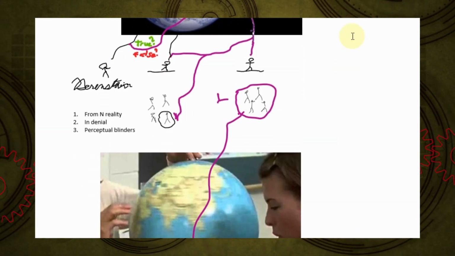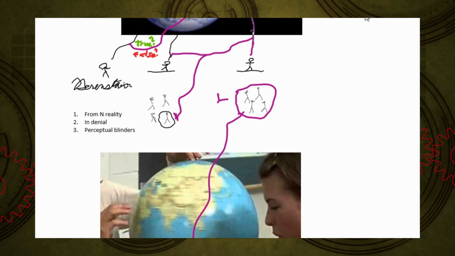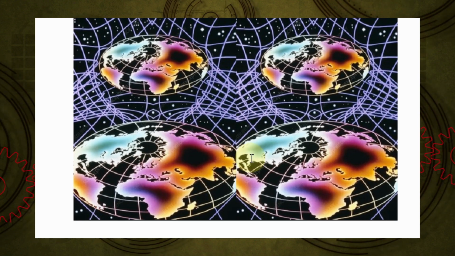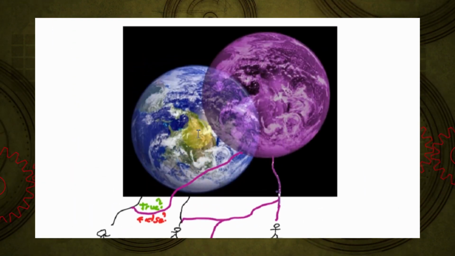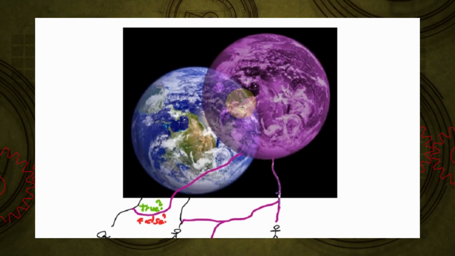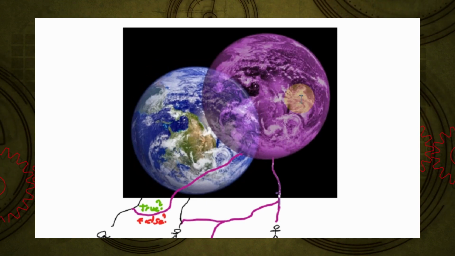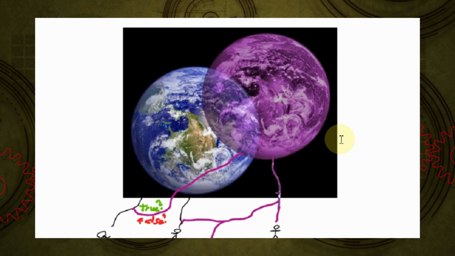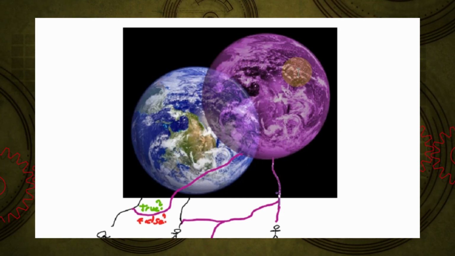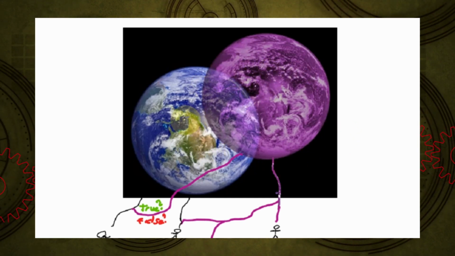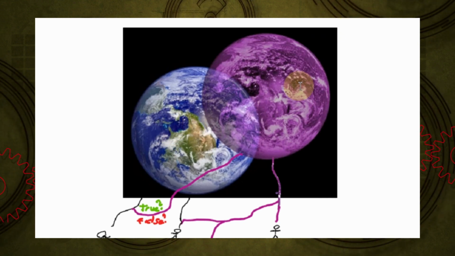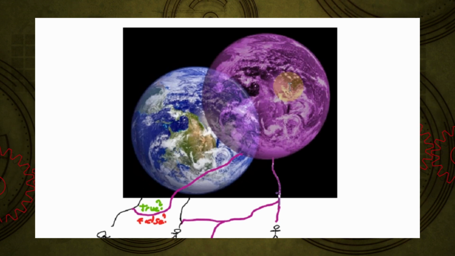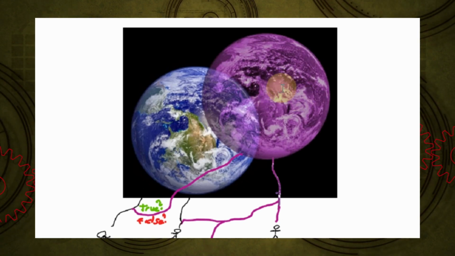So with this topic, those points I'm still unsure about, in summary, are: is perspective of the Mandela effect mirrored for each of 2 realities, or is it a one-way mirror? And by one-way mirror, I'm talking about our perspective. We see a potential degradation of things that have changed supernaturally. That is to imply that we were previously in the old reality and then we traversed somehow to the current reality, or the new reality was superimposed on top of the old reality, causing a degradation due to certain changes.